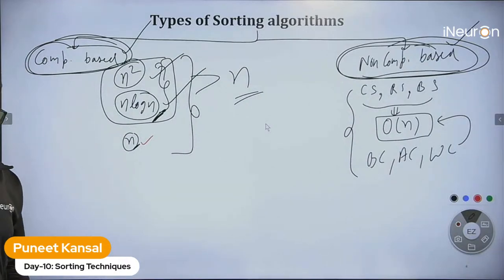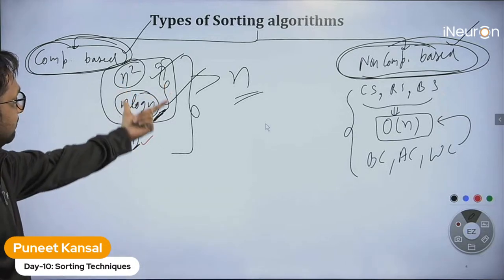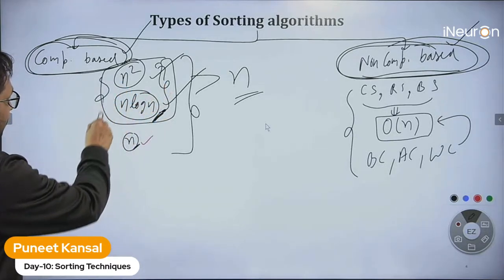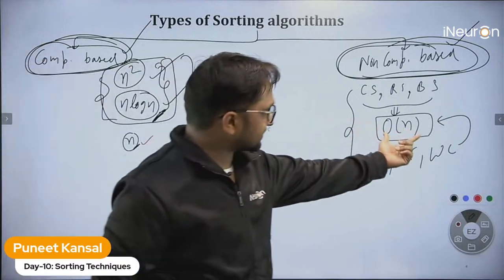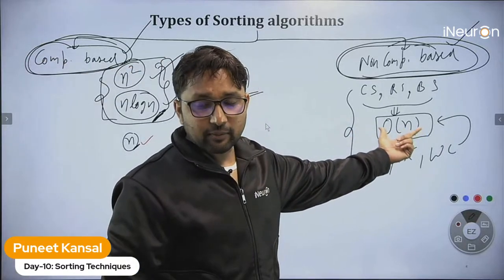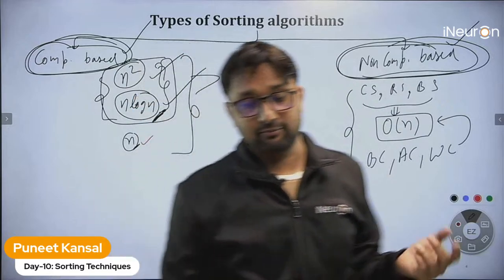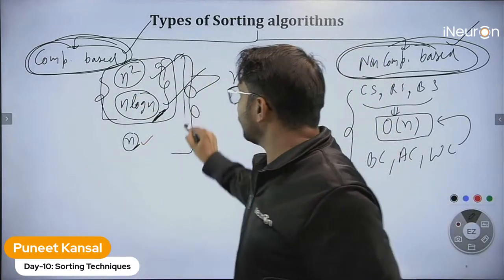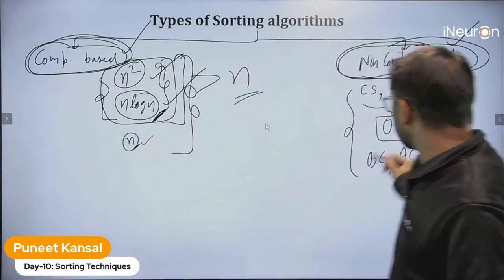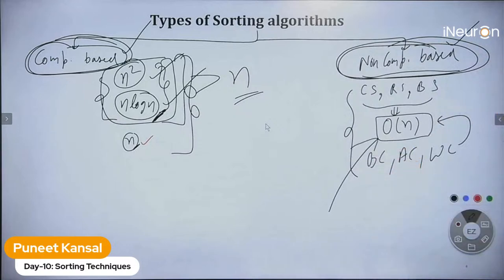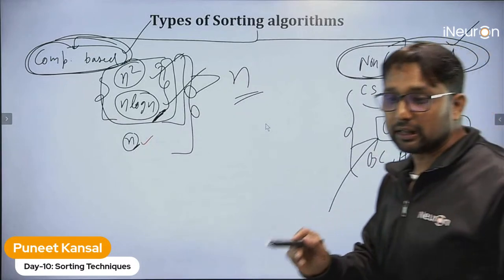Divya says comparison based. And Divya, do you have any reason? Comparison based are taking more time and non-comparison taking less time. Why are you saying comparison based? Everybody is saying comparison based. But what is the reason? They are taking more time. Why should we use this? Why should we not use this, which takes less time? Why not this? This is the question.